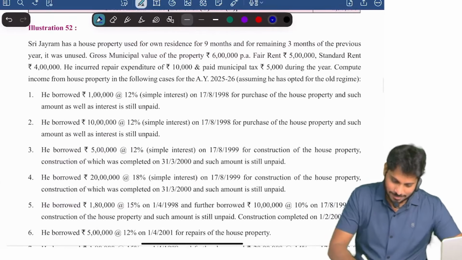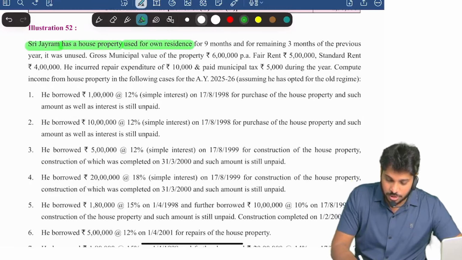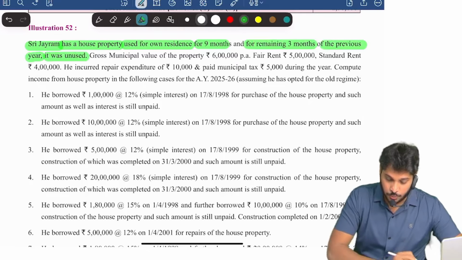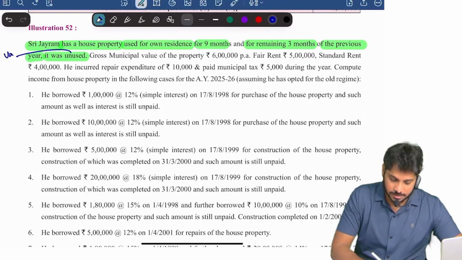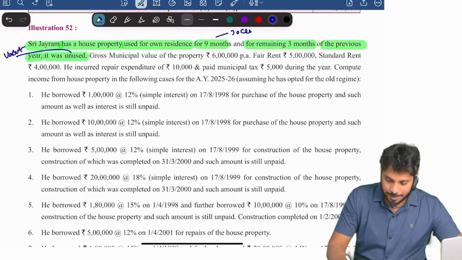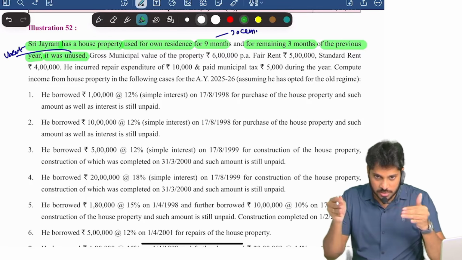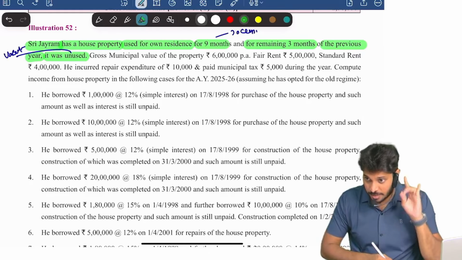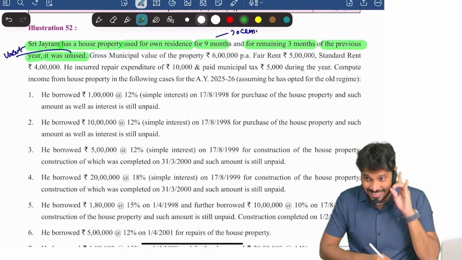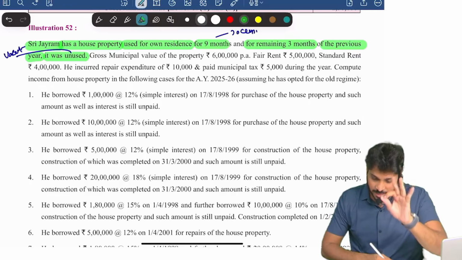Sri Jayaram has a house property used for own residence for 9 months, and for the remaining 3 months of the previous year it was unused. Unused means nothing but vacant. 9 months it was occupied, self-occupied, and vacant for the remaining 3 months. Throughout the year it was not rented, which means NAV is equal to 0 can be claimed.